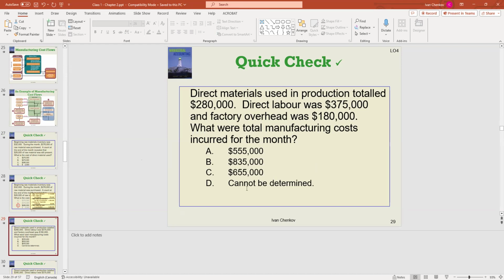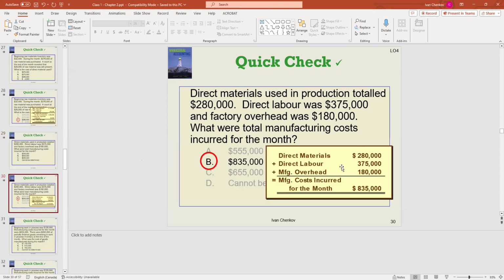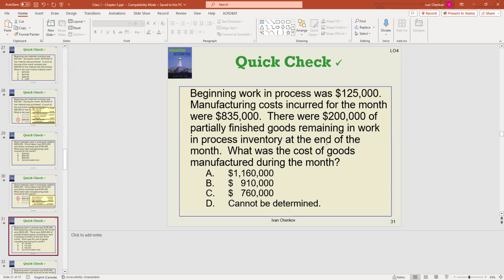B seems like a right answer. Let's move to the next one. Yes, we're going to add those three together, 280 plus 375 plus 180. We're going to get 835, which is the correct answer. Let's move to the next one. Now, that becomes our cost of goods manufactured.